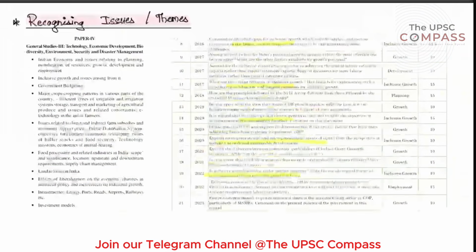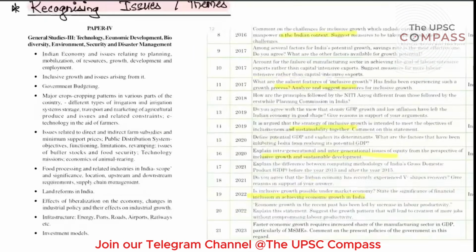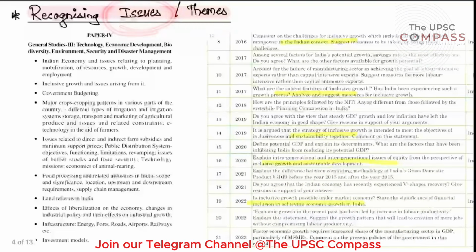So after going through the previous year questions, after going through the syllabus, recognize the repeated issues, repeated themes, and prepare your notes by recognizing the various dimensions on which UPSC has asked questions.